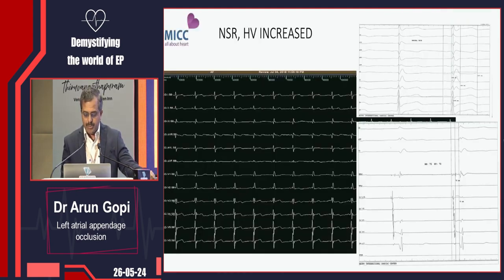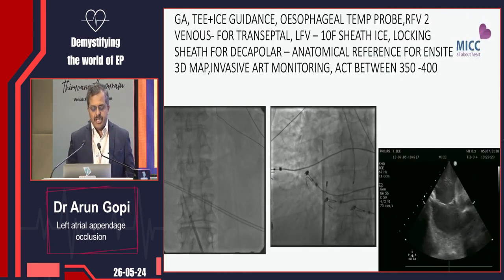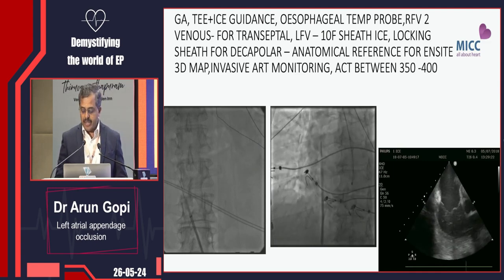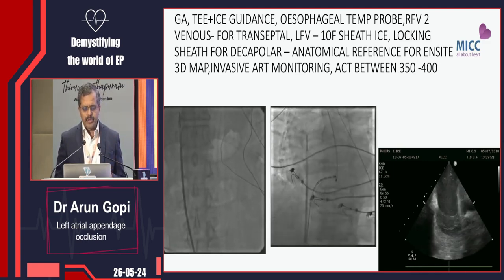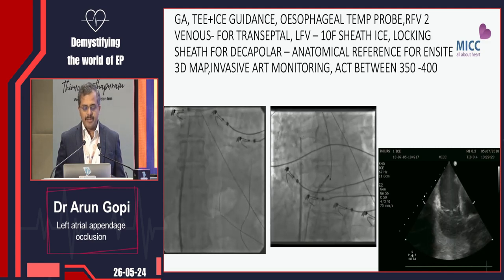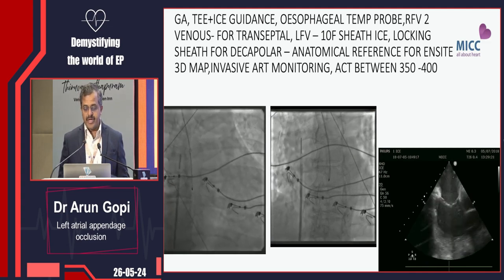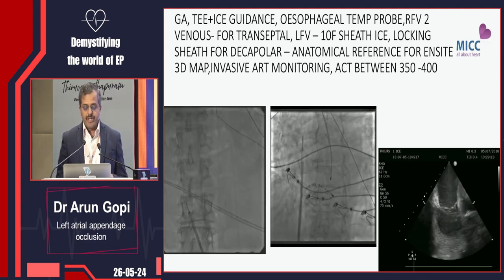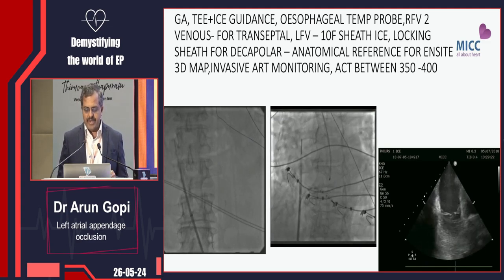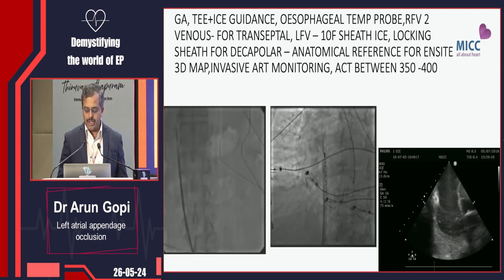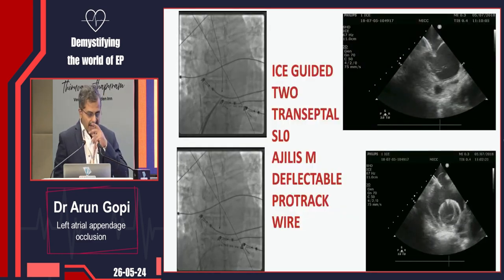So the patient was brought to the cath lab in normal sinus rhythm. The whole procedure was done under general anesthesia, with transesophageal echo and intracardiac echo guidance. We have an esophageal temperature probe, right femoral 2 accesses, one for 2 transeptals, and a left femoral 10 French sheath, put for the intracardiac echo. We have a locking sheath for the decapolar catheter because that's our anatomical reference for the 3D mapping. We have invasive radial arterial pressure monitoring, and through the whole procedure, we ensure that the ACT is between 350 to 400.